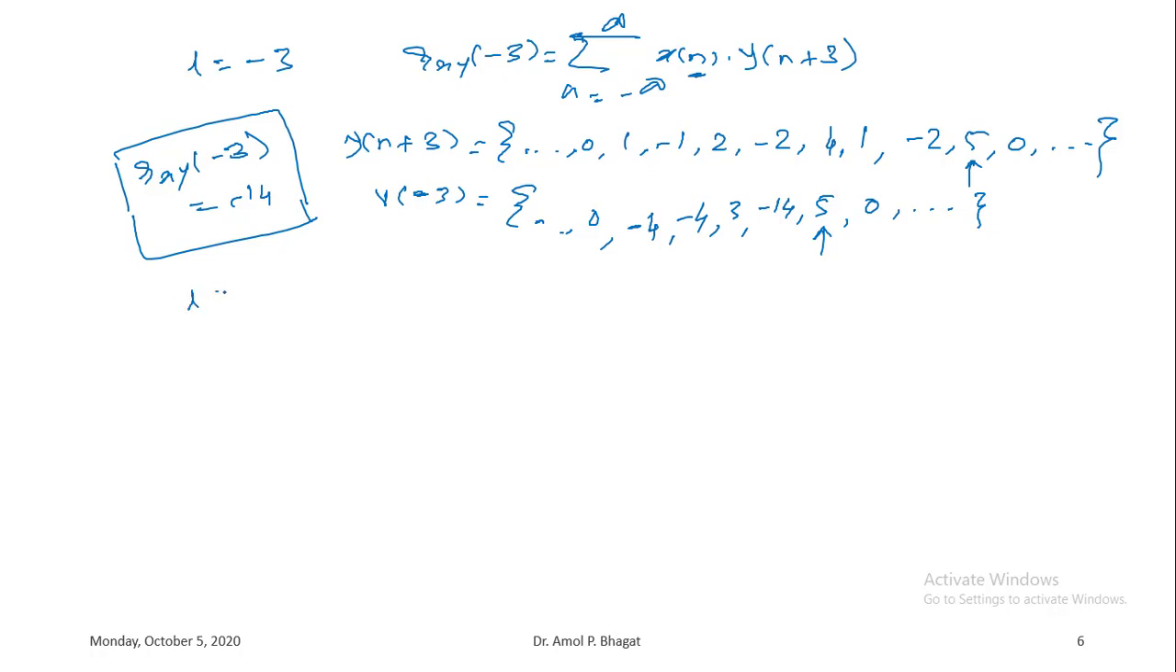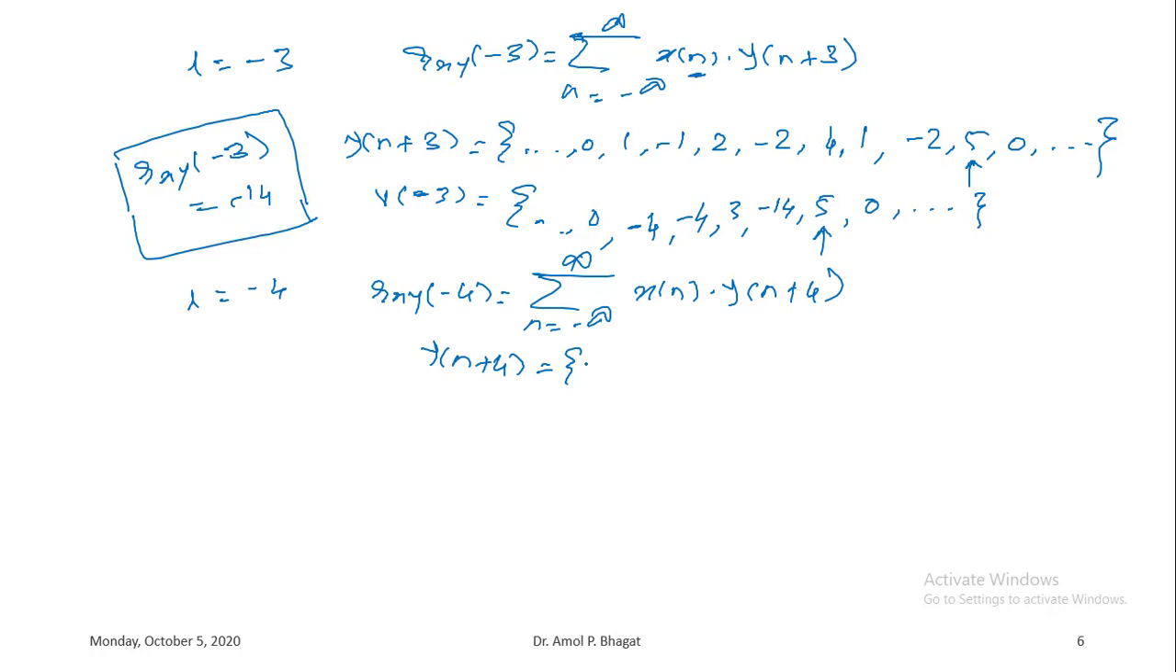Similarly for L is equal to minus 4, we get Rxy of minus 4 as again the summation n is equal to minus infinity to infinity x of n into y of n plus 4. So y of n plus 4 will be, again you write down the same sequence 0, 1, minus 1, 2, minus 2, 4, 1, minus 2, 5, 0. Origin will be at this 0 now, and so on, because it will get shifted by 1 in the right direction.